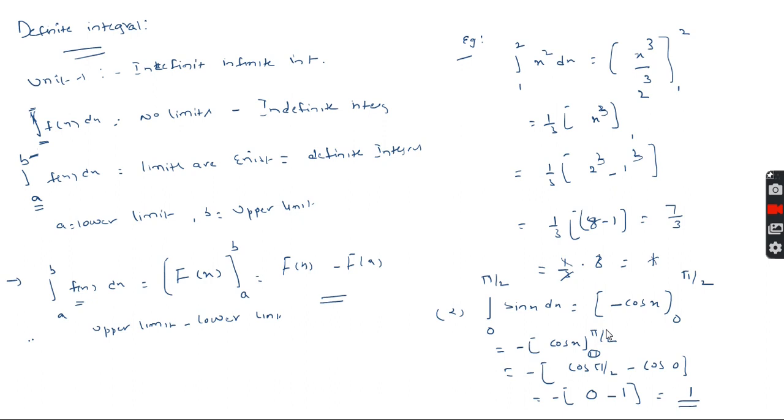Next we apply F of b minus F of a. We substitute the upper limit value. What is the upper limit value? Pi by 2. That is nothing but minus of cos of pi by 2 minus cos of 0. We know the value of cos 90. Cos 90 is nothing but 0, and cos 0 is nothing but 1. So we get 0 minus 1. 0 minus 1 is nothing but minus 1. Minus 1 into minus 1 is nothing but plus 1. Finally we get this answer.